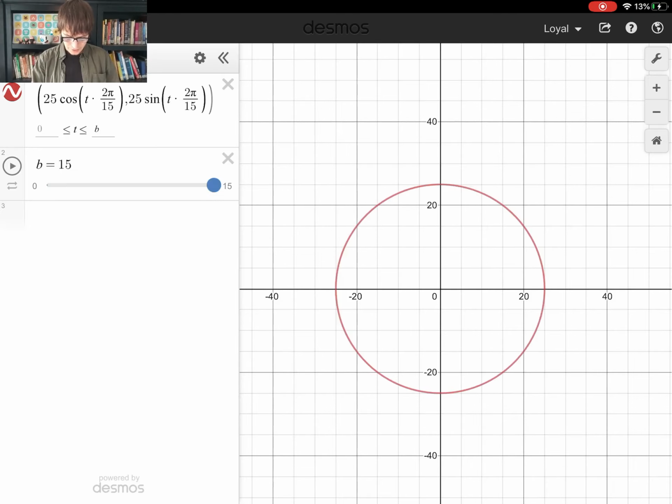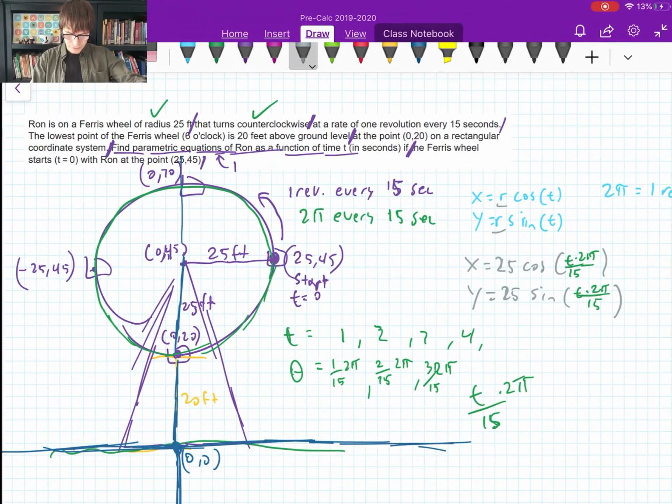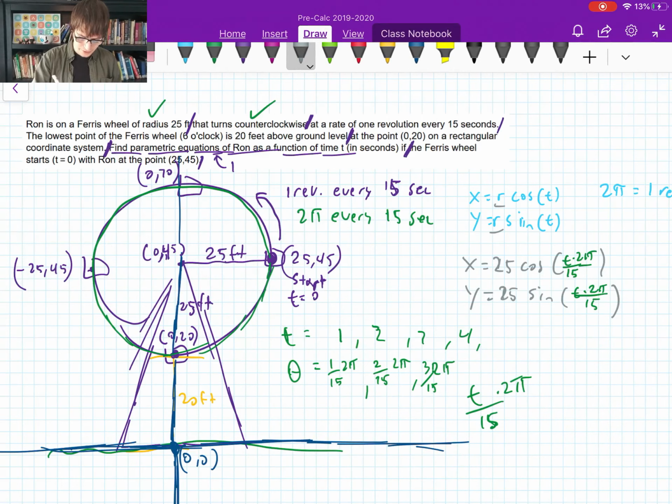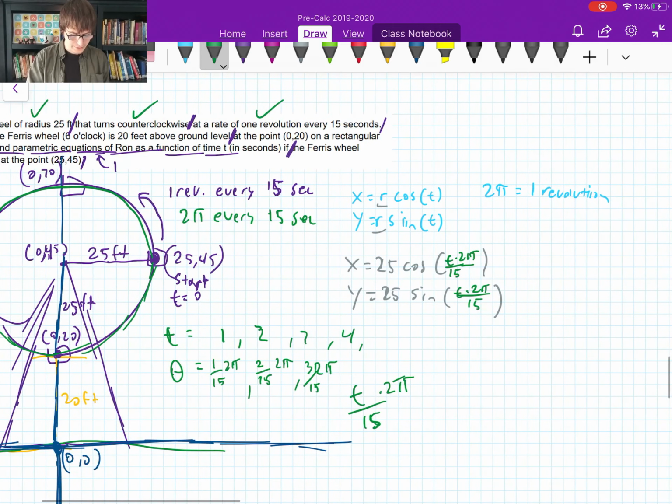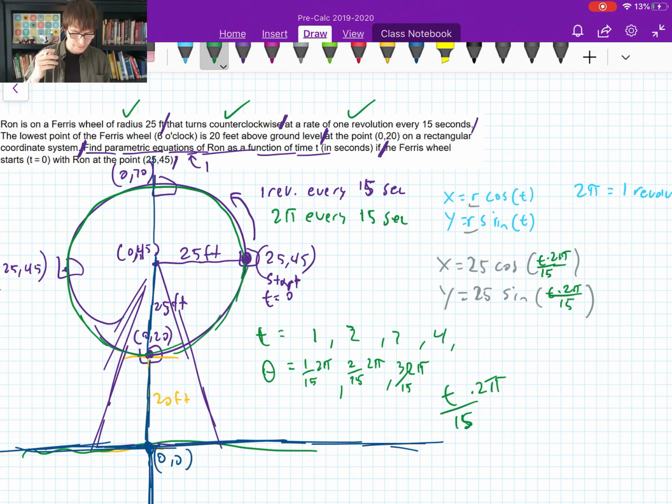Okay, so that's good there. We've got that bit down: one revolution every 15 seconds. It says the lowest point on the Ferris wheel is 20 feet above ground level at the point 0, 20 on the rectangular coordinate system. Okay, so that's the next thing we've got to cover. The lowest point is 20 feet above ground level.